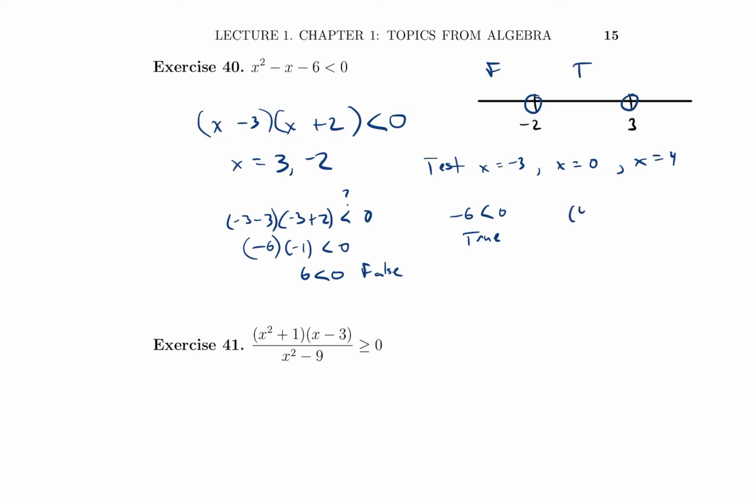And then for the right side, if you plug in 4, I'll go back to the factored version. So you have 4 minus 3, 4 plus 2, is that less than 0? Well, that's 1 times 6, which is 6, less than 0. That is false.